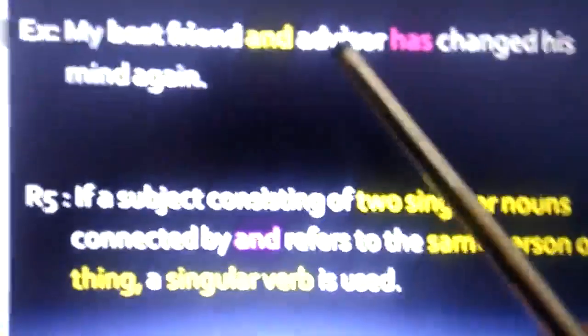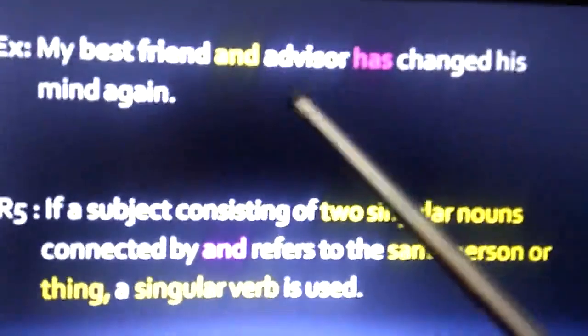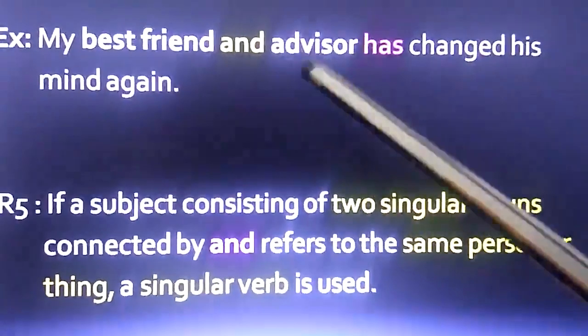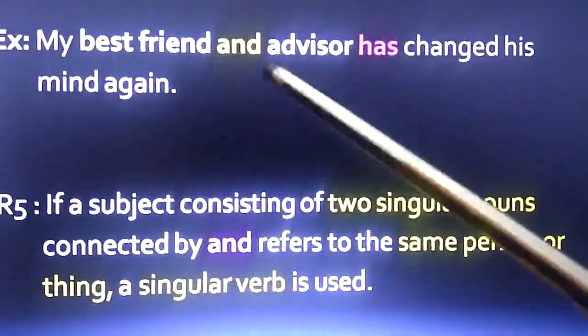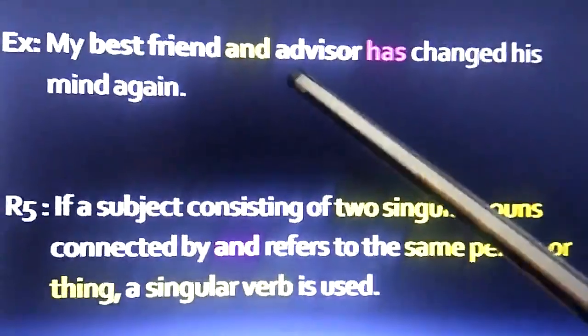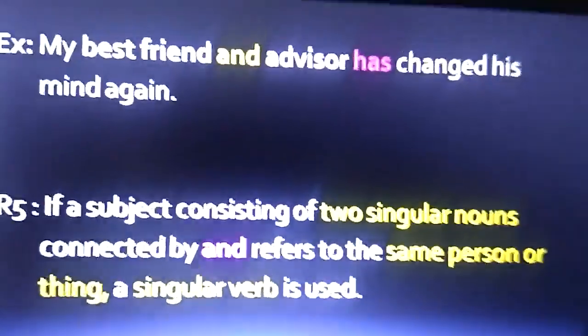So in this example, best friend and advisor, both singular nouns, refer to the same person, and so we are using a singular verb here. So best friend and advisor, both singular nouns connected by and, refer to only one single person, and so we are using a singular verb.